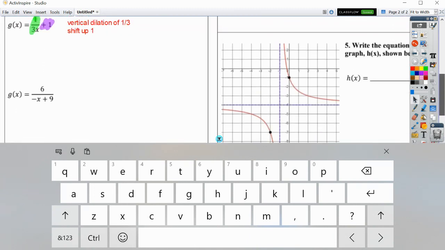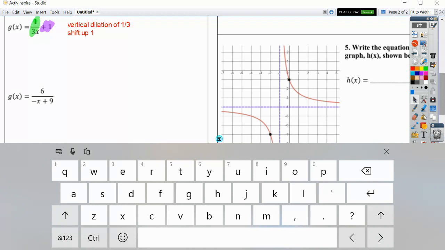And last one, I have 6 over -x plus 9. So I'm going to go through and pick out what I see. I see the 6 on top is going to be a vertical dilation. I see the negative in front of the x is going to be a reflection, and then the plus 9 with the x is going to be a horizontal shift.